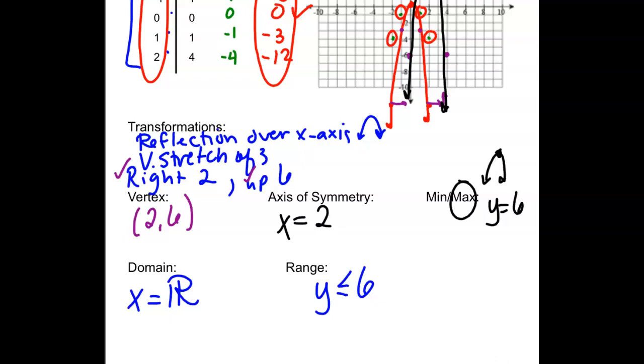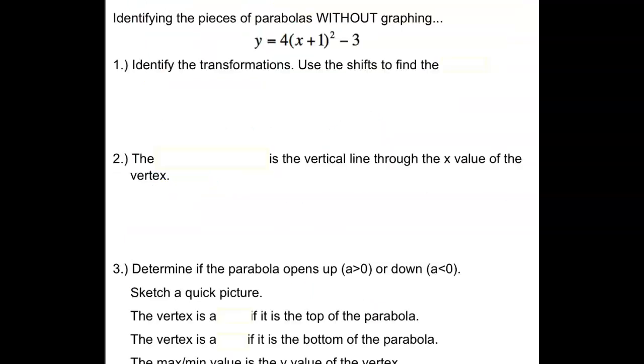All right, so just a quick review from yesterday. Graphing parabolas in vertex form. We're going to see if we can come up with some of this information without actually having to graph it. We're just going to visualize it. So identifying the pieces of a parabola without graphing. The first step is to identify the transformations. And then we're going to use those shifts to figure out our vertex.